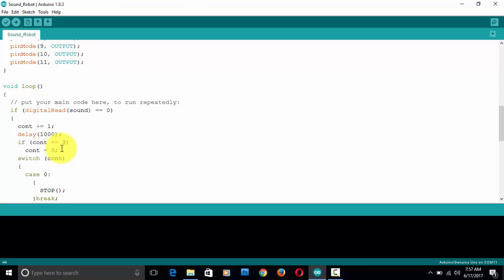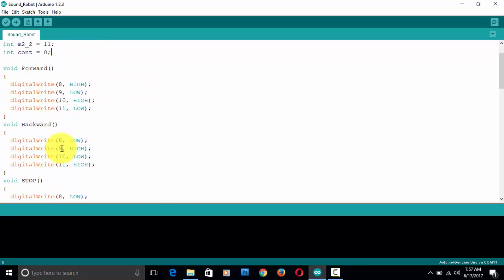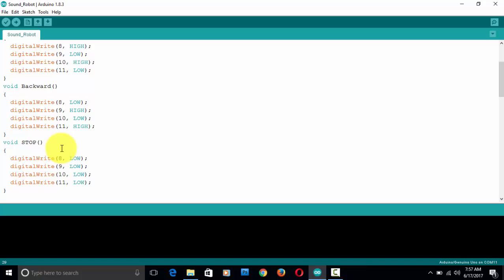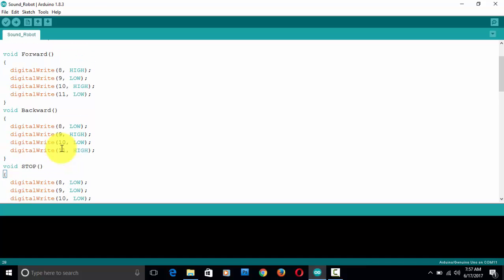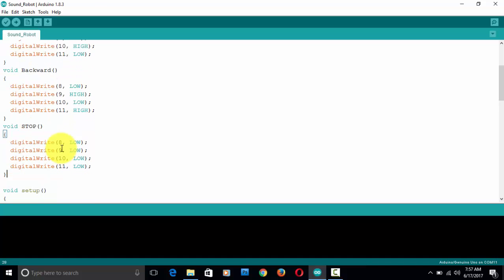What does this stop tell us? Here is the stop code. Let us see. Digital write on the 8th, 9th, 10th and 11th pins, I am giving low. I am not giving any voltage to those pins, so the motor driver will not work. If the motor driver doesn't work, the motor will also not work. So that is my stop condition, if the count is equal to 0.